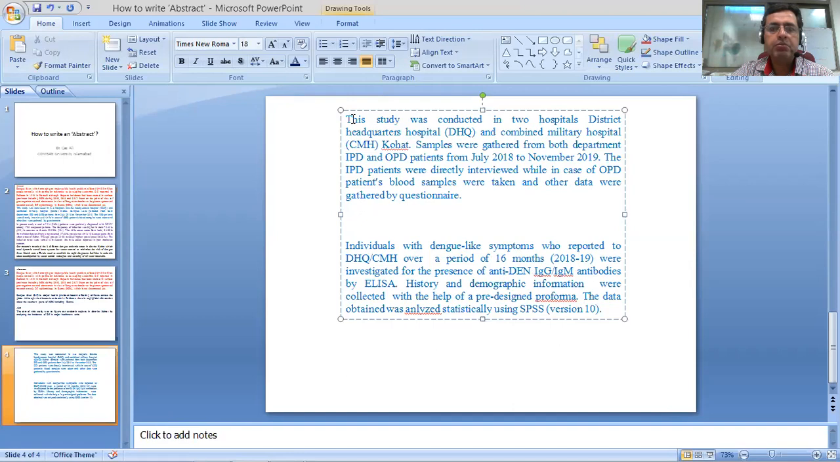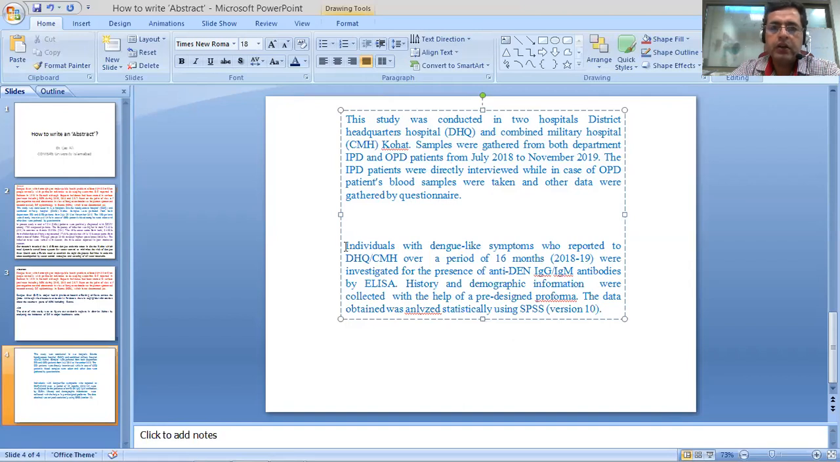Now you can compare the above given paragraphs and find out about the flow of the paragraph. You can also find different mistakes in it. For instance, if you look at it, the blood samples were taken and other data were gathered by questionnaire. So you have to clearly state it here, in a sequence.